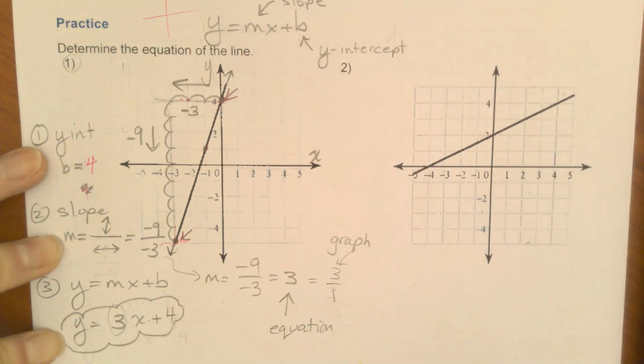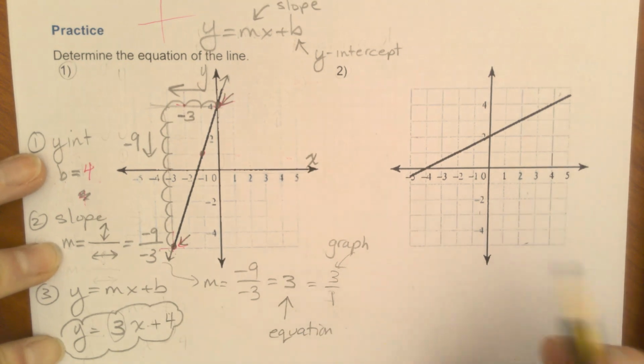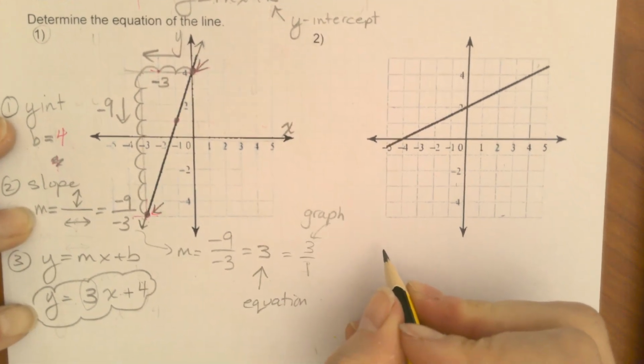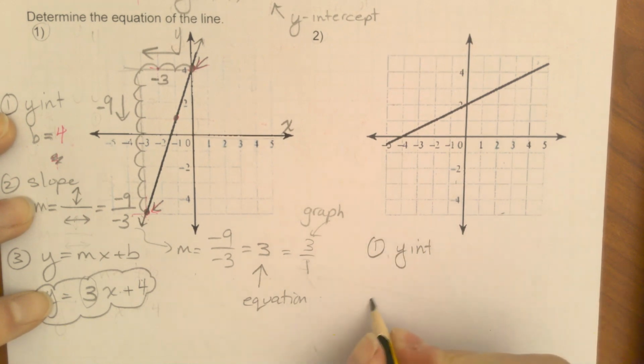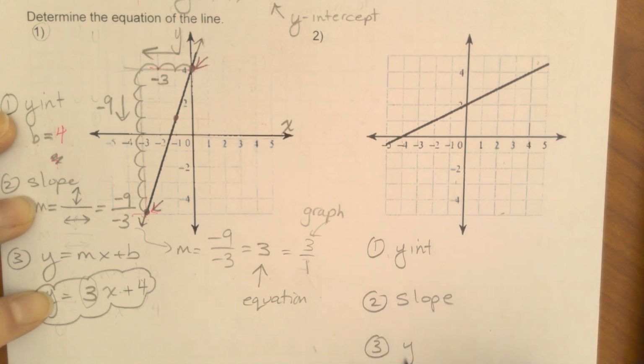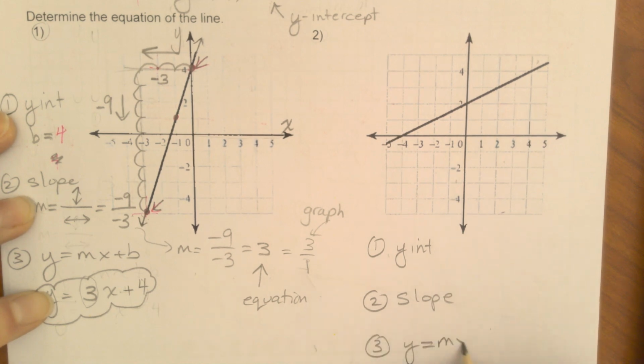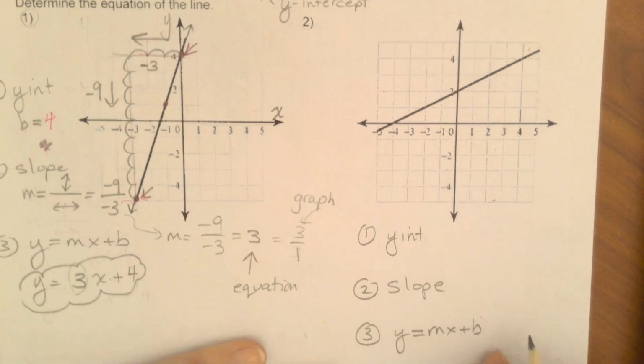Let's do the next one. Okay, so step 1, we need to find the y-intercept. Step 2, we need to find our slope. Step 3, we need to put it into the equation y equals mx plus b.